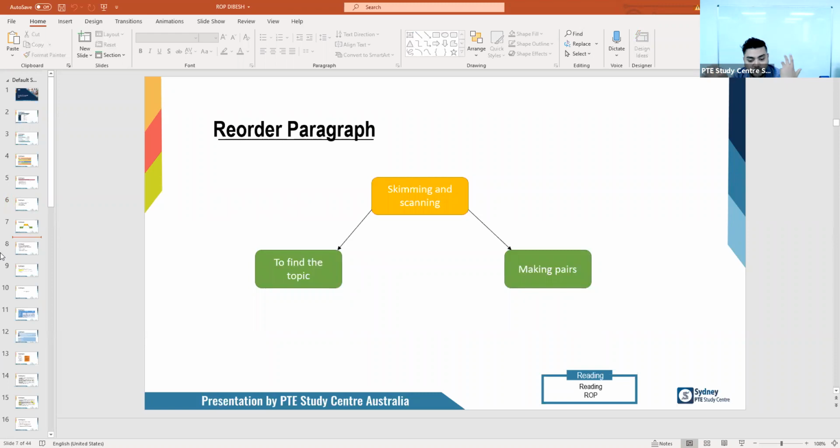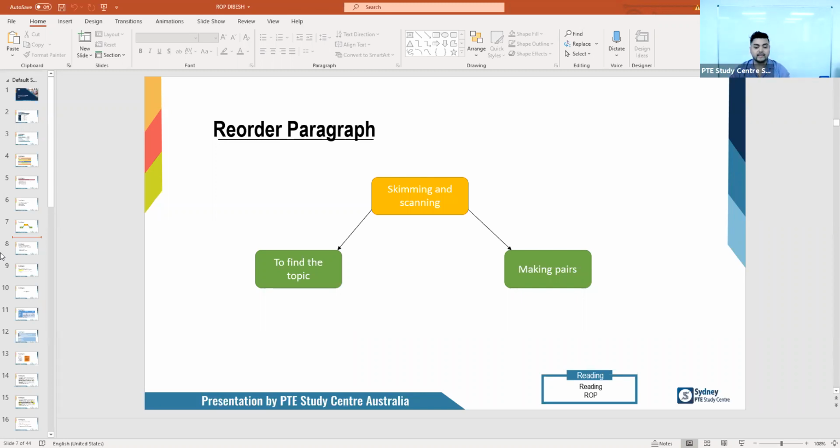What does reading skill reflect? Your skill for skimming and scanning. Okay. You need skimming and scanning skills to do the reorder paragraph. Please keep this in your mind. You need skimming and scanning skills to do the reorder paragraph.